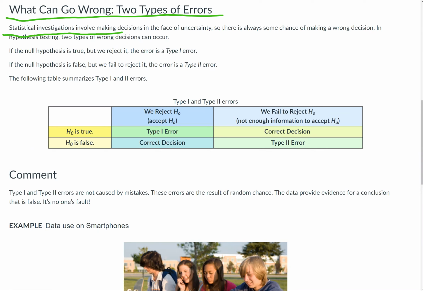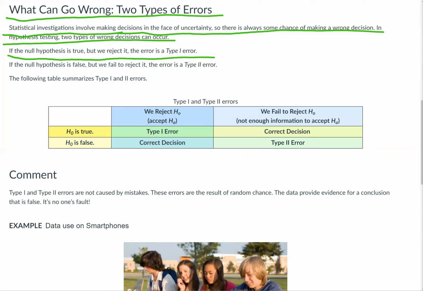Statistical investigations involve making decisions in the face of uncertainty. So there's always some chance of making a wrong decision. In hypothesis testing, two types of wrong decisions can occur. First, if the null hypothesis is true, but we reject it, the error is called a type 1 error. If the null hypothesis is false, but we fail to reject it, this is called a type 2 error. The following table summarizes type 1 and type 2 errors.